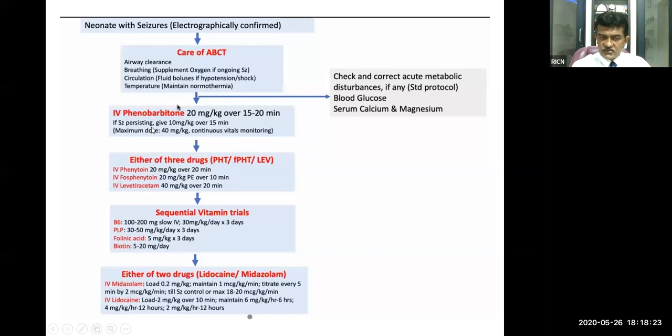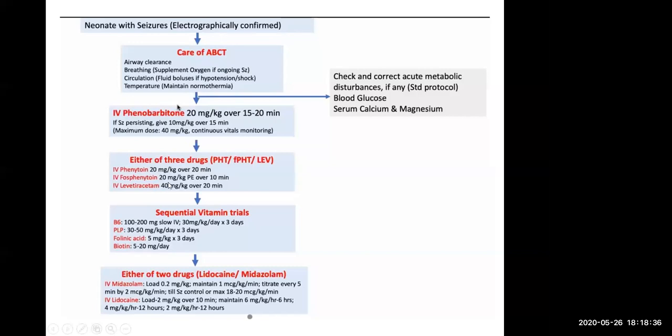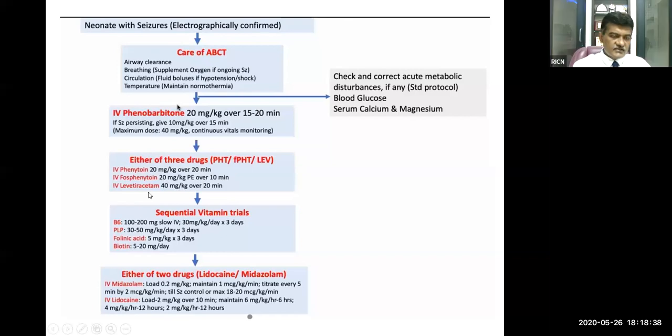If this is not working to expectations, what are the second-line medicines we use in neonatal seizures? Phenytoin. Nowadays we have moved to fosphenytoin, 20 mg per kg over 20 minutes. And nowadays there is a lot of literature about levetiracetam, its safety and efficacy. So we load here with 40 mg per kg over 20 minutes.